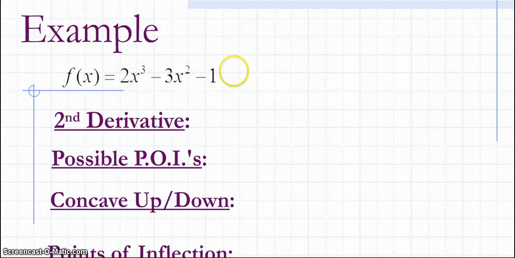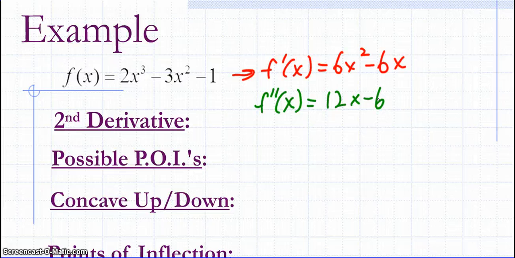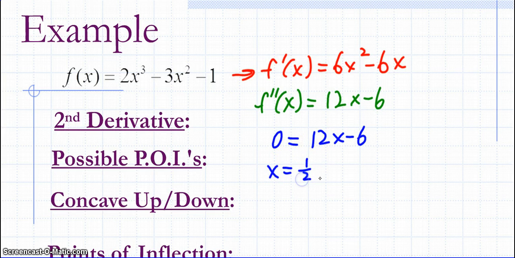If f of x is 2x cubed minus 3x squared minus 1, then the first derivative is going to be 6x squared minus 6x. And then the second derivative is going to be 12x minus 6. Now remember that inflection points possibly exist at values where the second derivative either equals 0 or does not exist. Since this is a polynomial, there's no place that it does not exist, but if we set it equal to 0, I would add 6, divide by 12. So my possible point of inflection is at x equals 1/2.